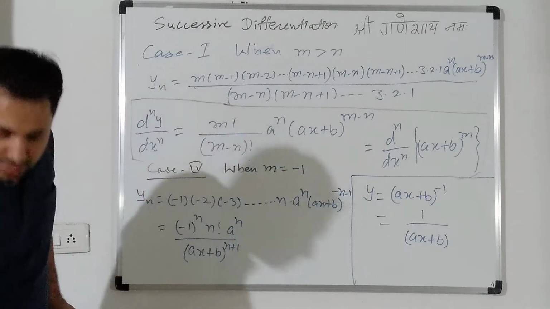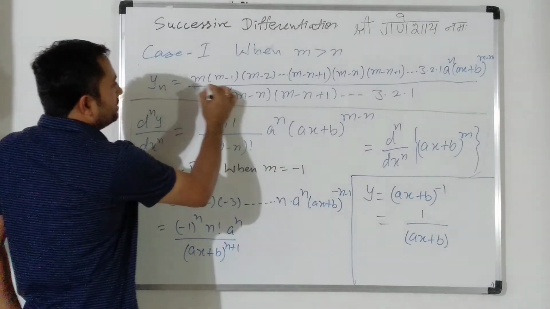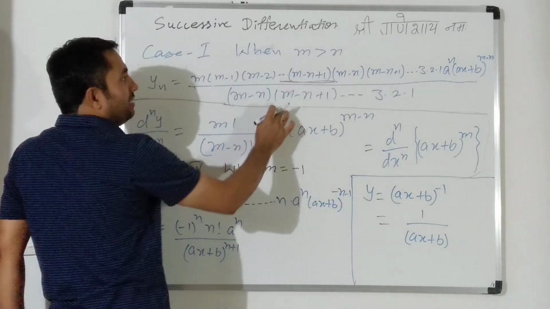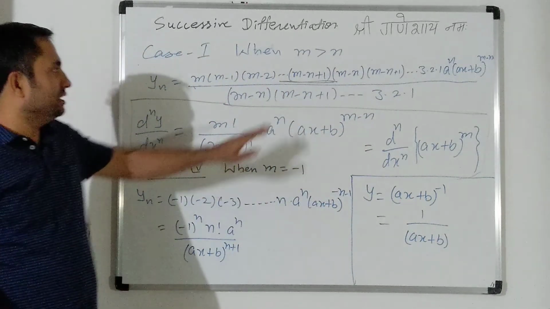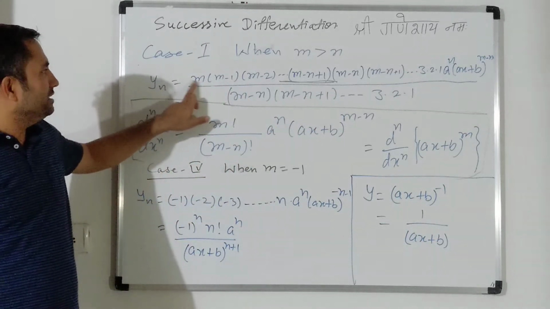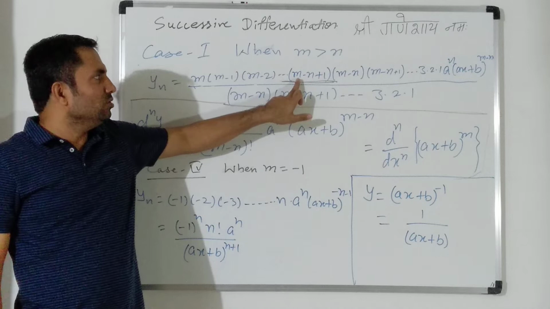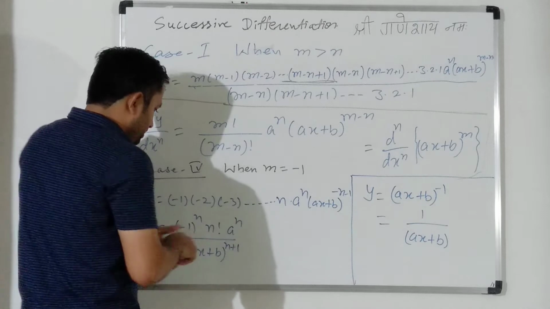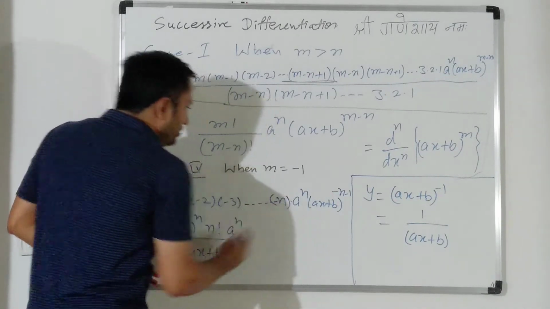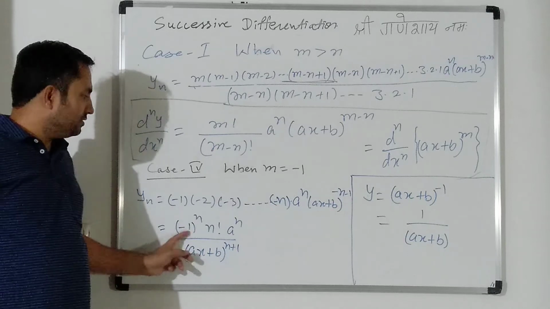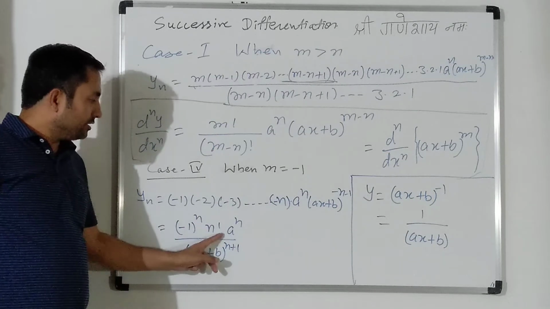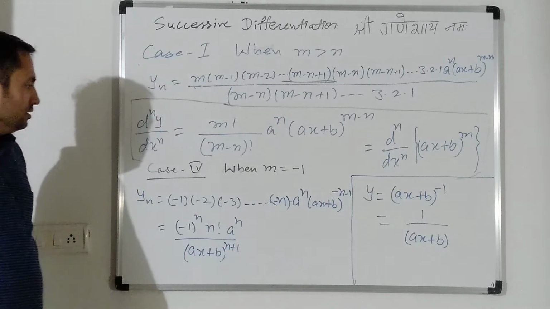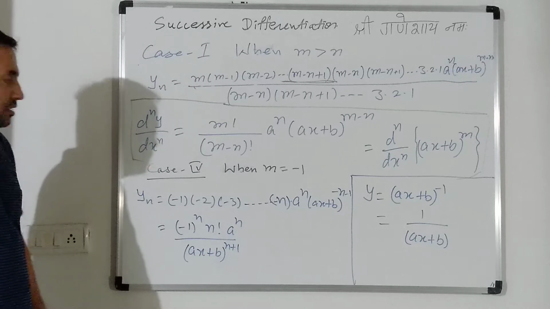Here I repeat again, once we have the nth order derivative, we will go up to this level only. The rest of this part we have multiplied here, so we are omitting it this time. We will go up to minus 1, minus 2, minus 3, minus 4, up to minus n. By taking minus common, we will have minus 1 to the power n, n factorial a to the power n upon ax plus b to the power n plus 1. This is the standard case in this condition.